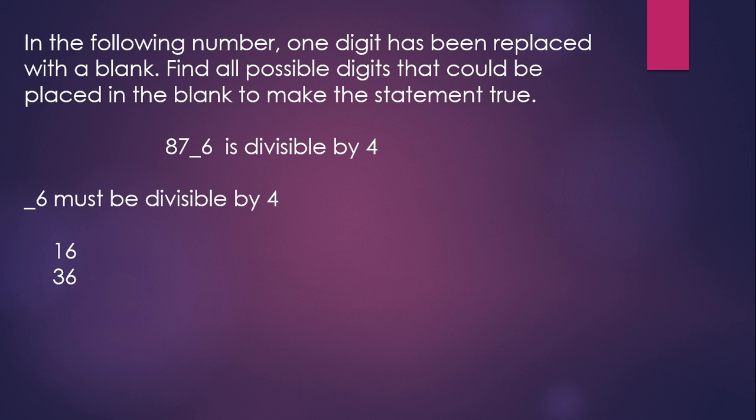A 3 in the blank would work as well, because that would give us a number formed by the last two digits of 36, which is divisible by 4. 56 is also divisible by 4. 76 is, and 96 is. So the possible numbers that we could put in the blank are 1, 3, 5, 7, and 9.